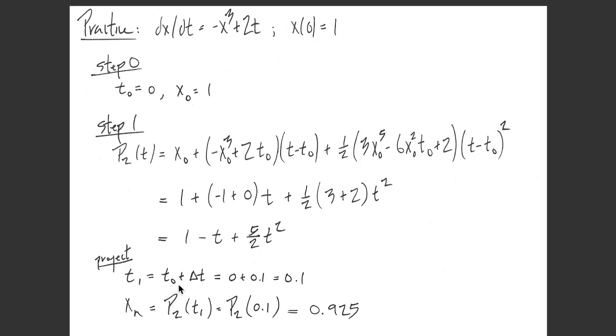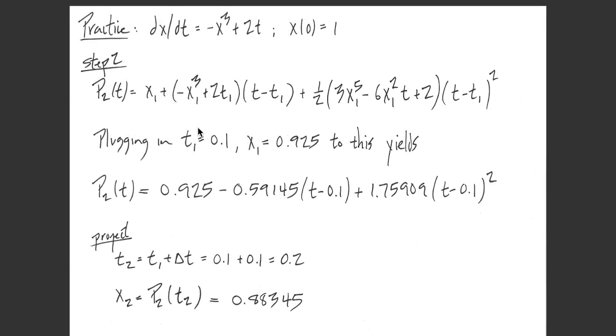So t1, you just increment your current t by the step size, which we're taking to be 0.1 here. So we'll just get 0.1. And that should be x1. That is, just take your t1 and plug it into the Taylor polynomial. So we have p2 of 0.1, and so just plug in 0.1 to this and you get 0.925.